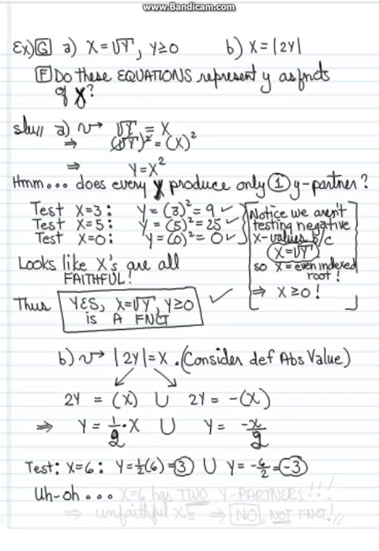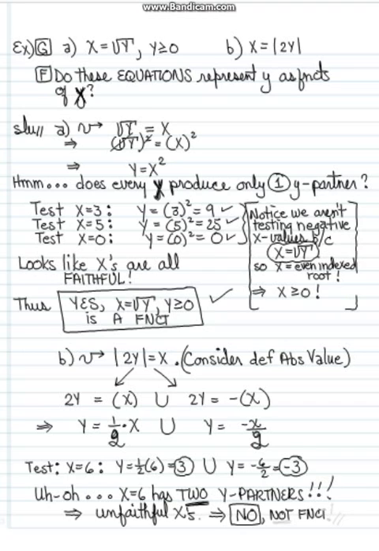Uh-oh. Right away. We plugged in values for x, and the first one we tested gave us 2 y partners. That implies that we have unfaithful x's. At least this one is unfaithful. That's enough to mess it up for everybody. So that implies that this equation does not represent y as a function of x. No, it's not a function.